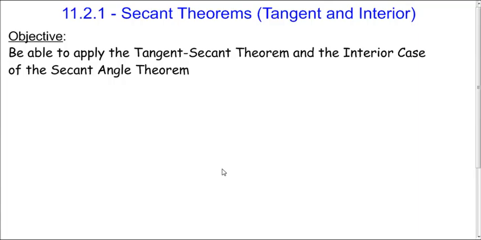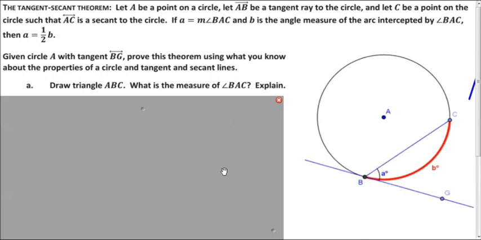Hello, class. In this lesson, we're going to learn about the tangent-secant theorem and the interior case for the secant angle theorem. So the tangent-secant theorem says that when we have an angle formed by a tangent and a secant segment that has an endpoint that is the point of tangency, this angle has to have half the measure of this intercepted arc. So we're going to go about proving that.